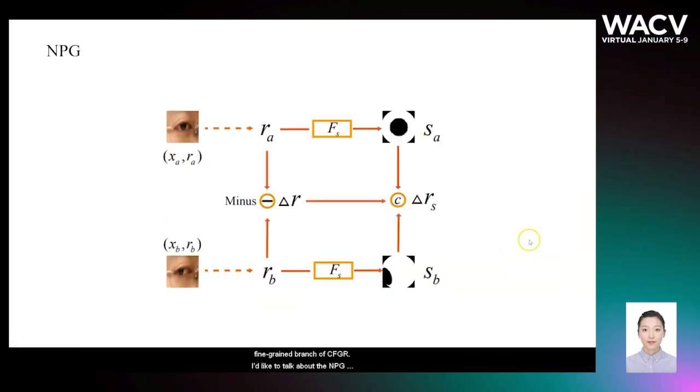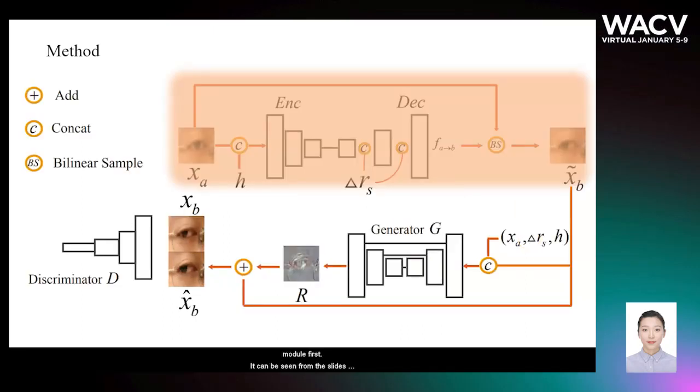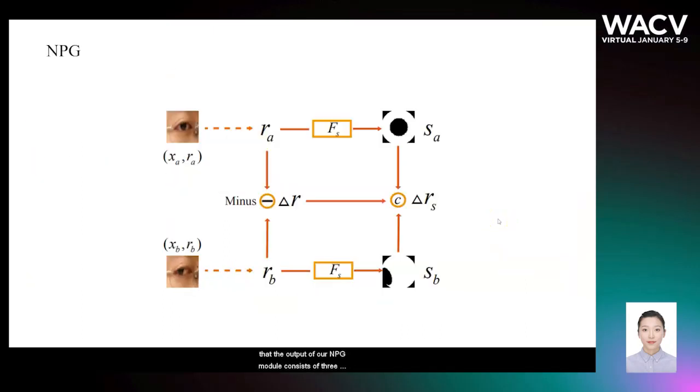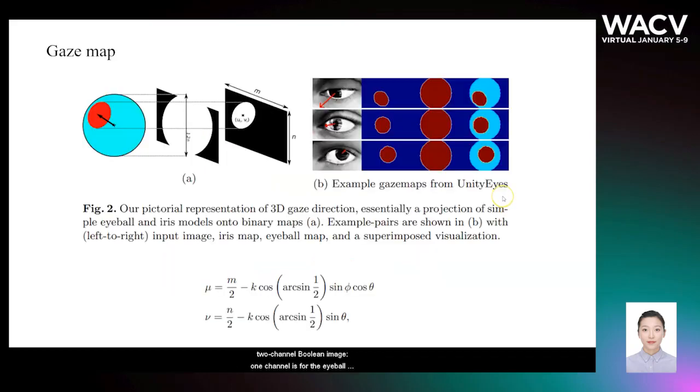Before we go into the fine-grained branch of CFGR, I'd like to talk about the NPG module first. It can be seen from the slides that the output of our NPG module consists of three parts: an angle vector difference delta R, which is computed by the difference of R subscript A and R subscript B, and two pictorial gaze maps generated by the corresponding angle information. Next, I will detail how we generate the gaze map.